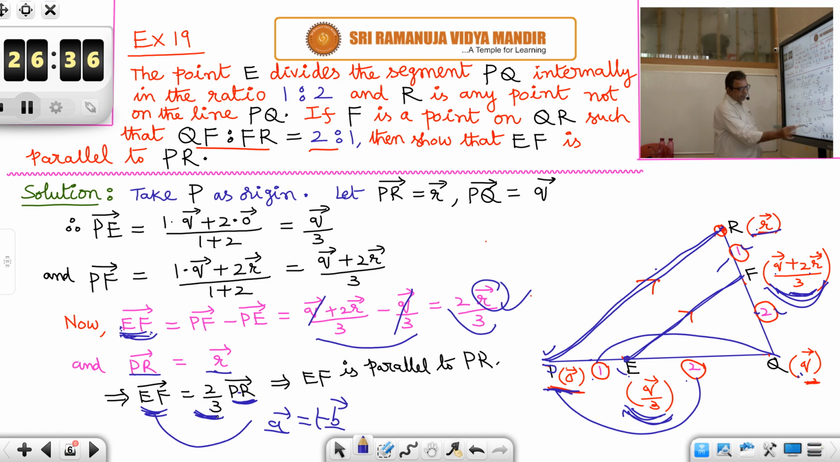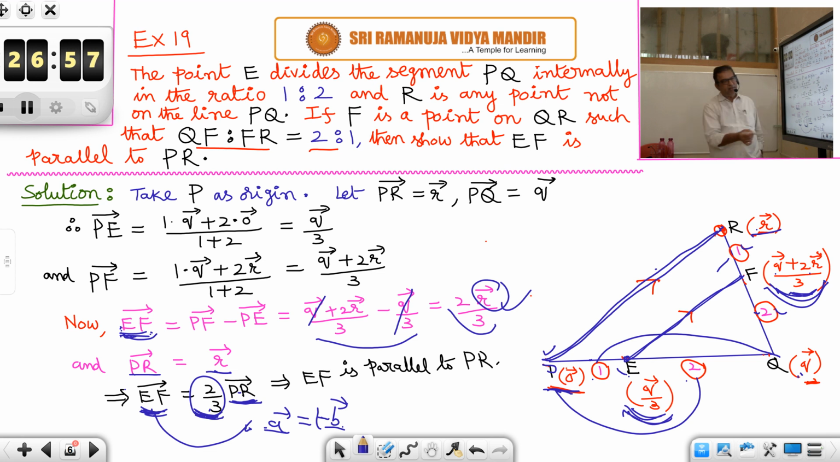You can write PR bar is equal to 3 by 2 EF bar. A bar is equal to T B bar, B bar is equal to 1 by T A bar. So any vector can be written as a scalar multiple of the other. So that T is what? Positive or negative? Positive. That means they are in the same direction also. Not only that, they are parallel, they are in the same direction.